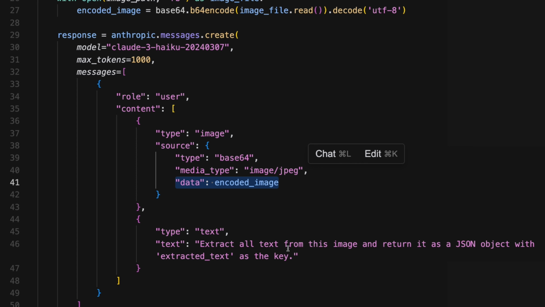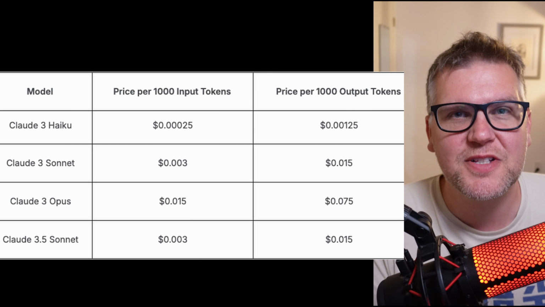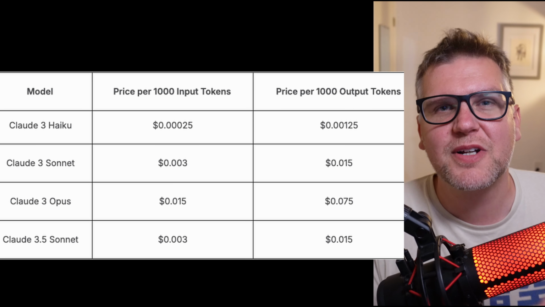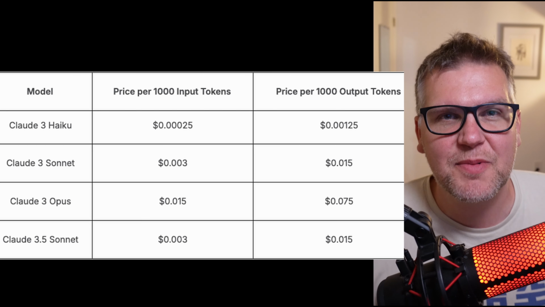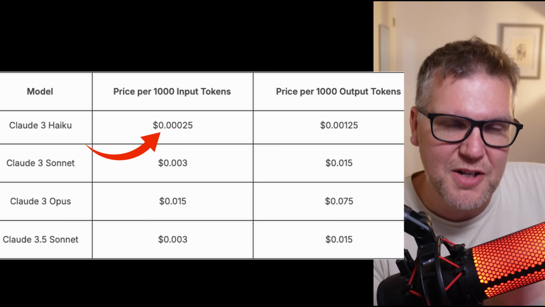In terms of the prompt we're using here, I'm going to say extract all text from this image and return it as a JSON object with extracted text as the key. And then for the model, we're using Claude 3 Haiku. And the reason I'm using the Haiku model here is for a very simple principle. Use the cheapest model you can that gets the job done correctly. So in this case, I tested with both Haiku and Sonnet. And for the really simple case where it's taking all the text off a document, Haiku works exactly the same as Sonnet. And it's considerably cheaper, so we're going to use that one here.